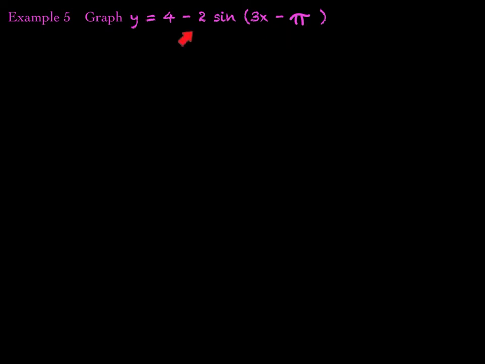There's a lot going on. There's a vertical stretching of 2 units. This negative is a reflection across the x-axis. The period has also changed because the coefficient of x is not 1. And there's also a vertical translation up 4 units. There are a lot of transformations involved here. All right, let's set up our three-part inequality and solve for x.